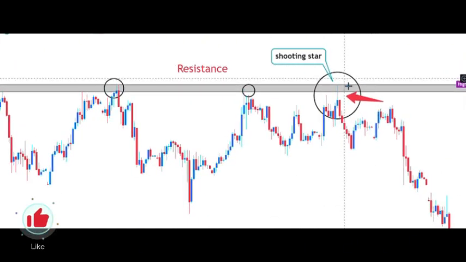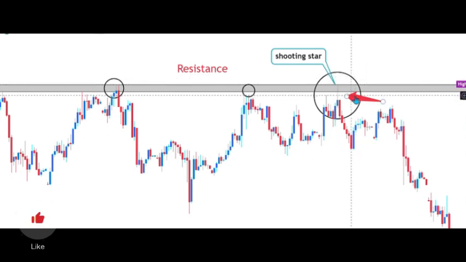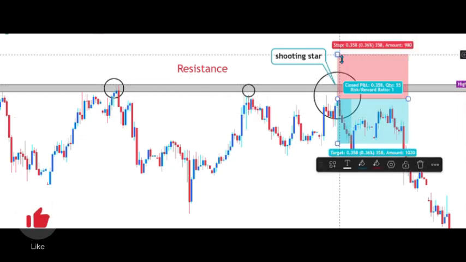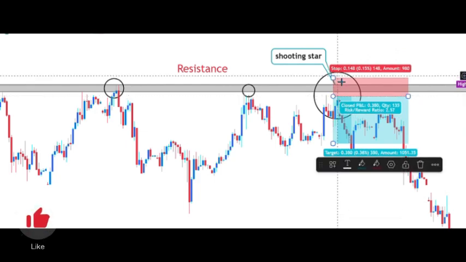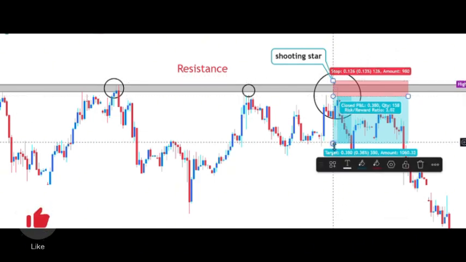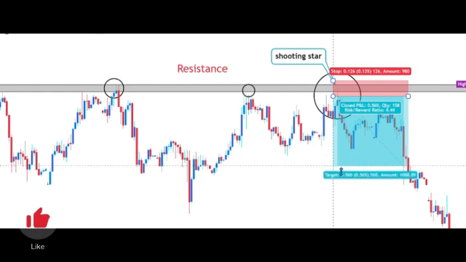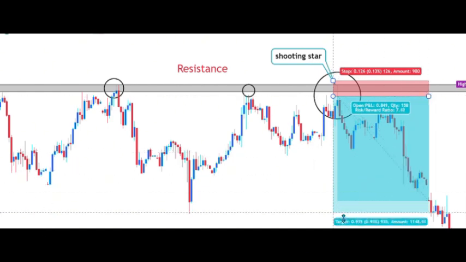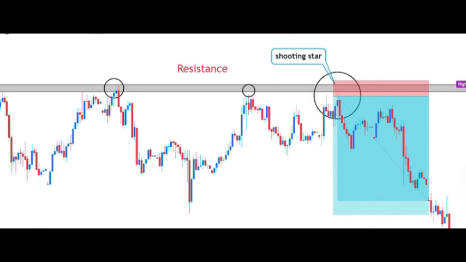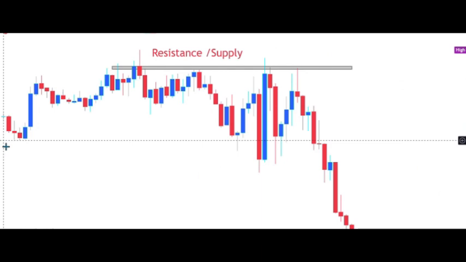So we would place our sell order at the close of that shooting star, stop loss just above the wick of that shooting star, and then we would target all the way down here. Okay, and continue the trend to the downside. As you can see, the drop after that shooting star formed right there. It dropped all the way to the downside. This is another example of a shooting star.